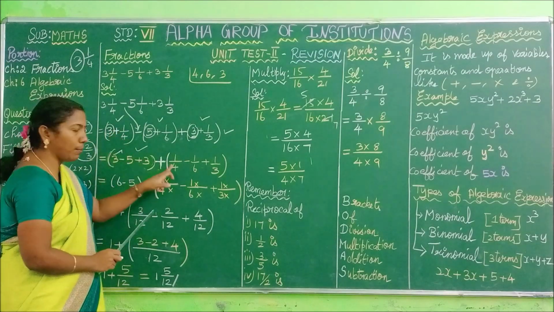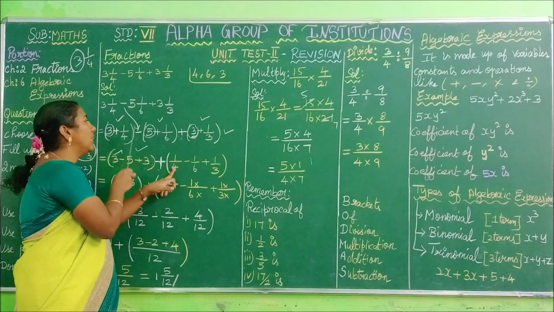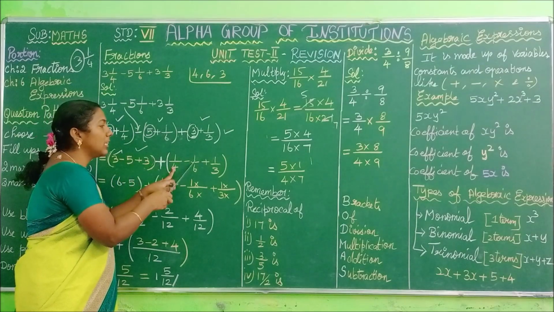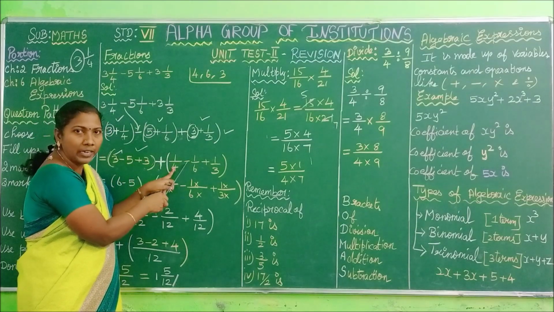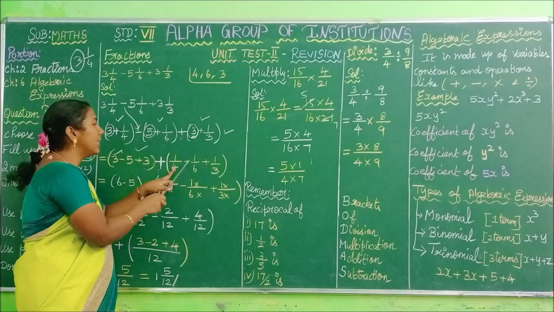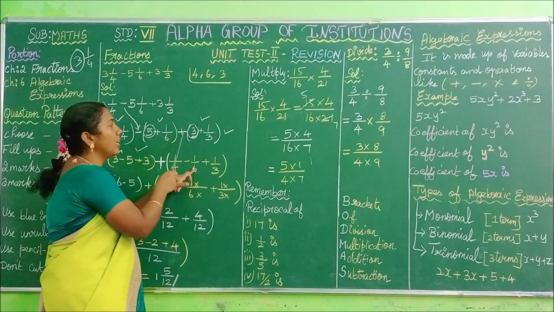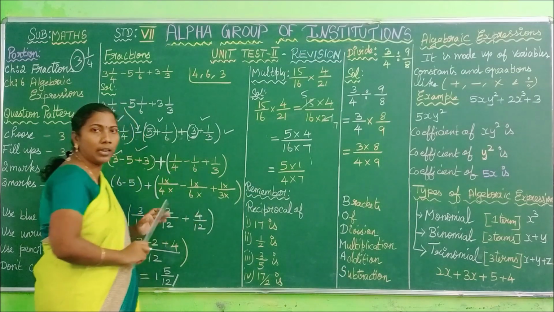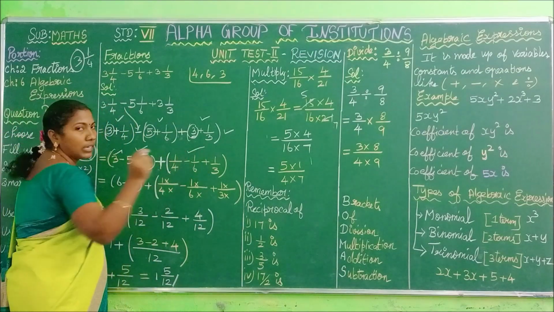So write 1 by 4. See here, in front of the second fraction you have minus. So while you are writing 1 by 6, definitely you have to write minus here. We understand, children? Minus 1 by 6. See here, in front of the third fraction we have plus. So write it as plus 1 by 3. I hope you understand.